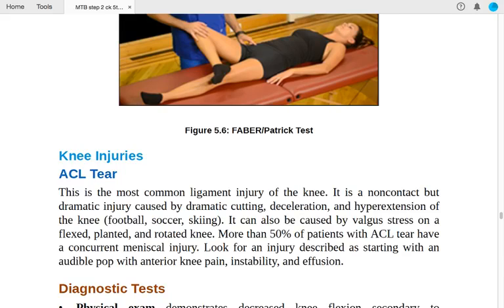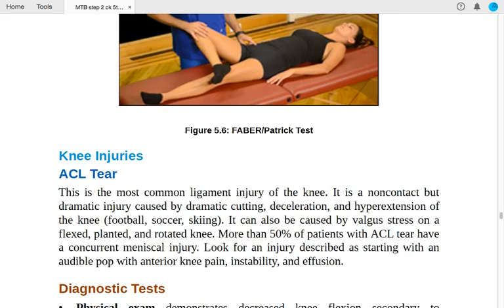It can also be caused by valgus stress on a flexed, planted and rotated knee. We'll see this valgus stress test. More than 50% of patients with anterior cruciate ligament tear have a concurrent meniscal injury.